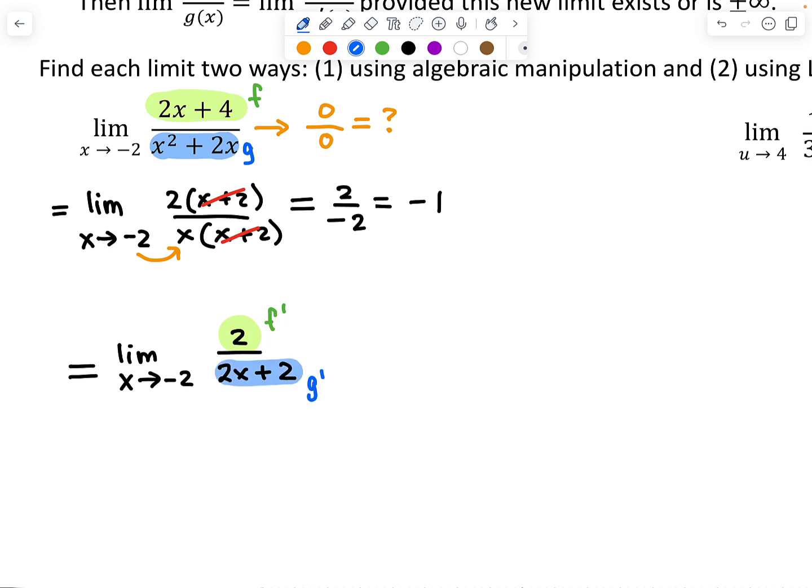Now notice we're not using the quotient rule because I'm not differentiating the fraction. I'm simply differentiating the numerator and denominator as if they were separate functions. Once this is done, you can reassess the limit. Substitute negative 2 in for this x, and we get 2 in the numerator and negative 4 plus 2 in the denominator, and in the end this also simplifies to negative 1.